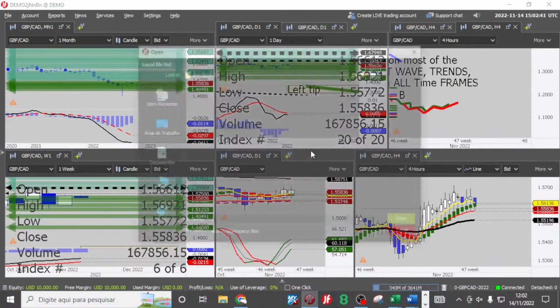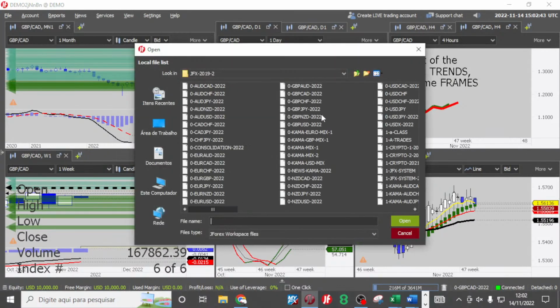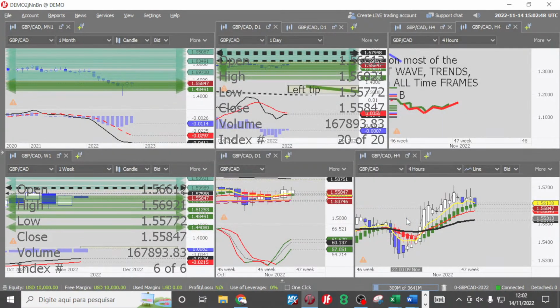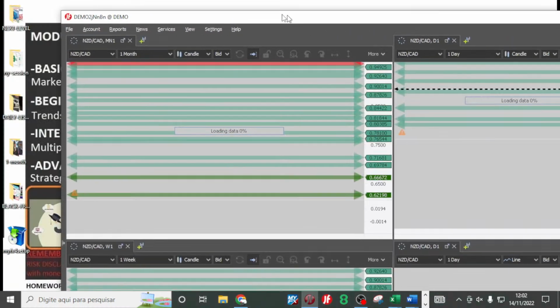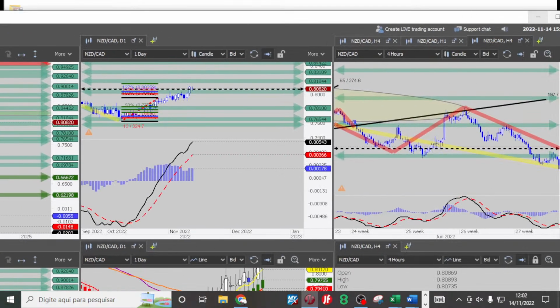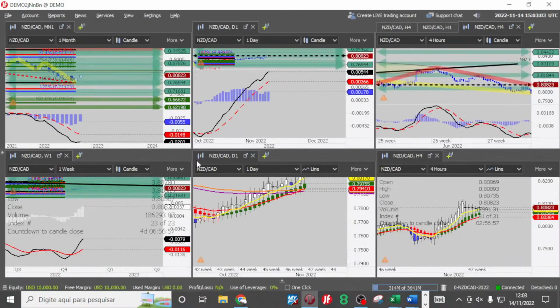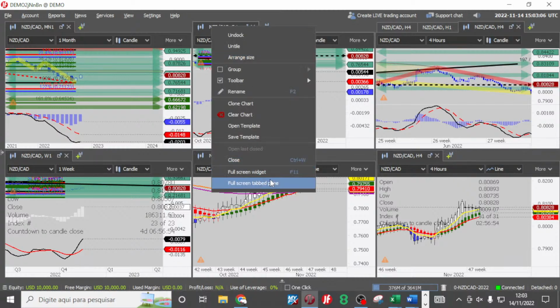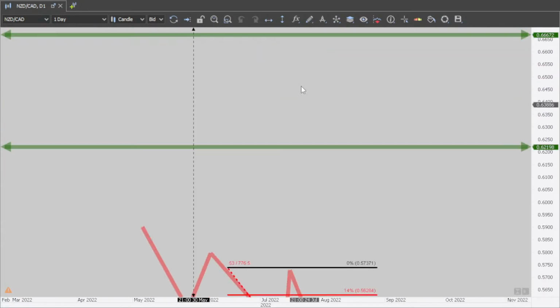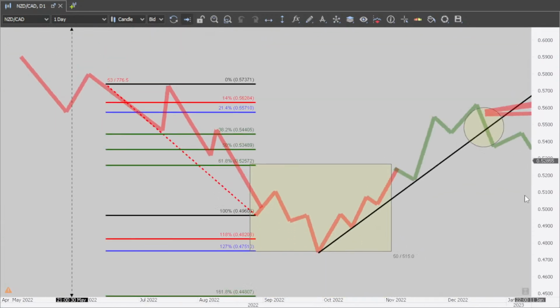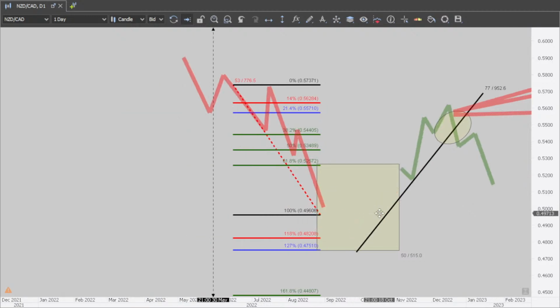That being said, everybody, let's open NZD for the purpose of this lesson: false crowns and the Fibonacci's, right? So we're going to look for false crowns. NZD daily chart. Okay, now theory first. There you have the Fibonacci's.